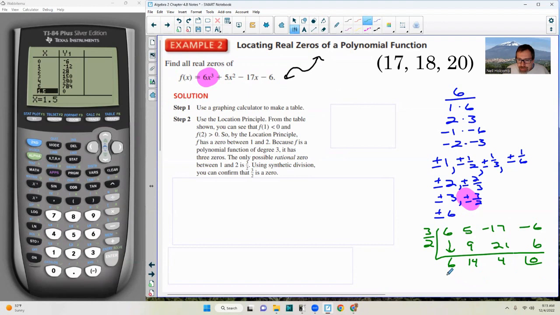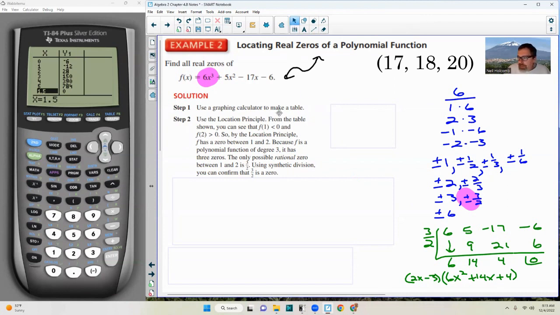So now I know I have 6x squared plus 14x plus 4 times 2x minus 3. These are our two factors of that polynomial. It said using synthetic division, I can confirm that 3 halves is a 0, and I did right there, putting 3 halves in as a synthetic division factor.